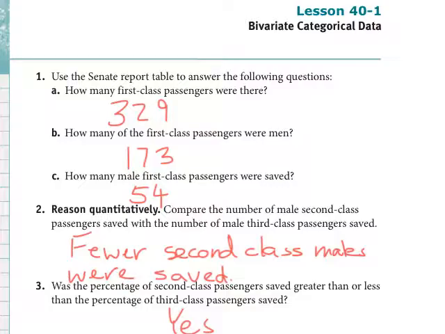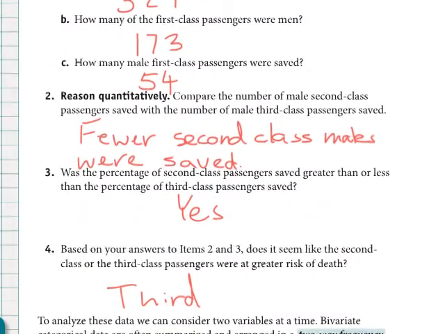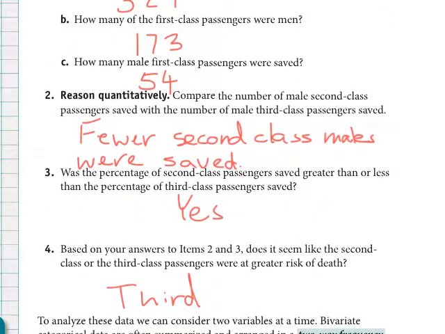Then it wants me to compare the number, not the percentage, of male second-class passengers that were saved in comparison to the third class, and fewer second-class males were saved. But there were a lot more third-class passengers than second-class passengers. If I look at the very last column on the right, you can see the percentages, and there was definitely a greater percentage saved of second-class passengers than third-class passengers.